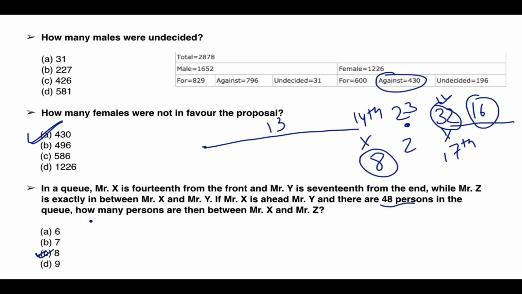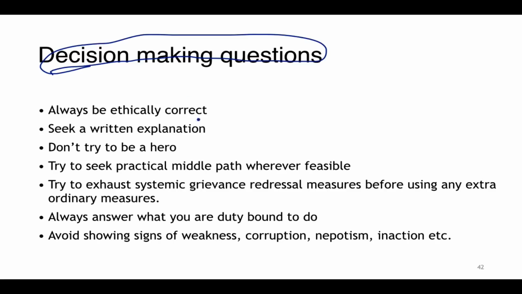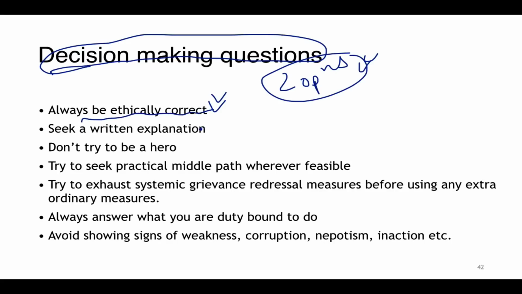So the answer is 8. So in decision making questions, what I want you to do is, please follow these guidelines, you will never ever be wrong. First of all, there are two options which are correct and you get good marks because there is no negative marking also. So always try to be ethically correct, do not compromise on this. Seek a written explanation whenever you are supposed to do anything which you feel is not right or is bordering on the breaking of law. Then don't try to be a hero, just follow the rules and regulations and try to do your bit. And always try to seek a practical middle path wherever it is feasible.